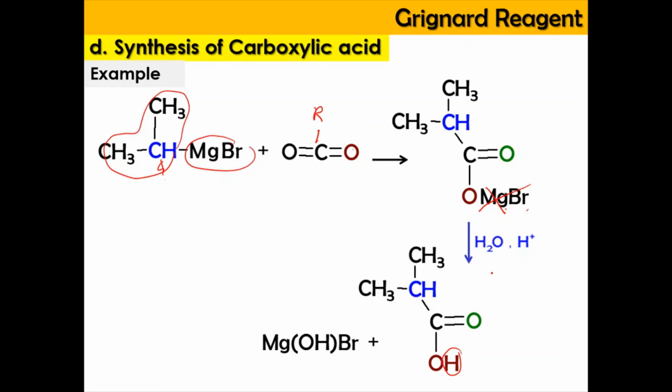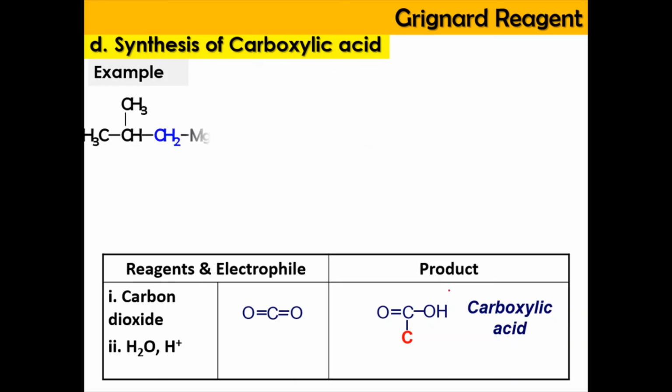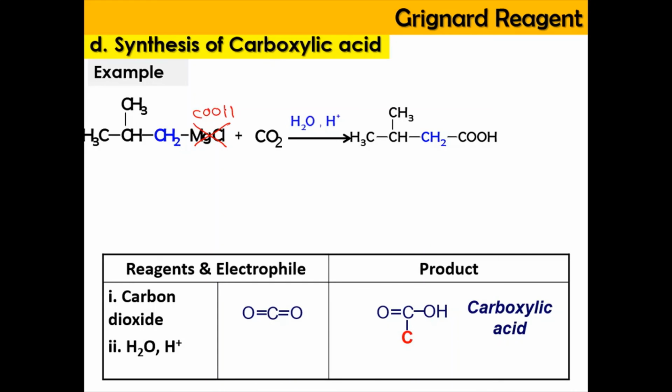Okay, so this is step-by-step. But now, when we have our Grignard reagent reacting with carbon dioxide, straight away with hydrolysis with water in acidic condition, we can straight away produce our carboxylic acid. As you know, MgCl is going to be removed and replaced with COOH. And the side product here is going to be MgOHCl.